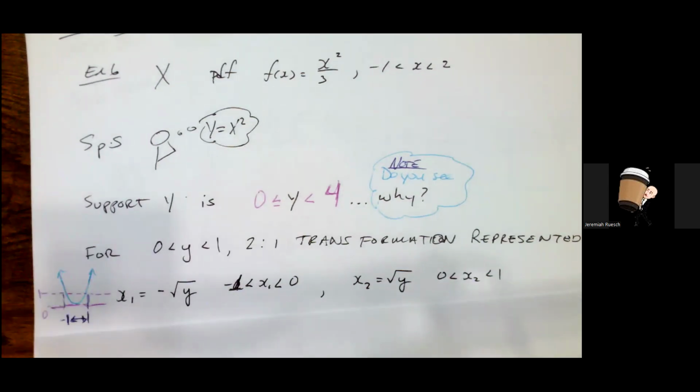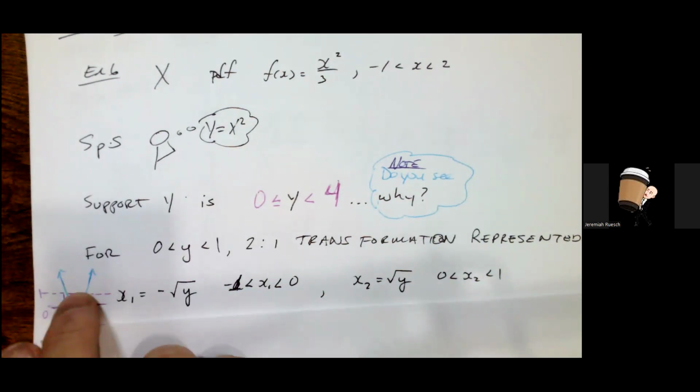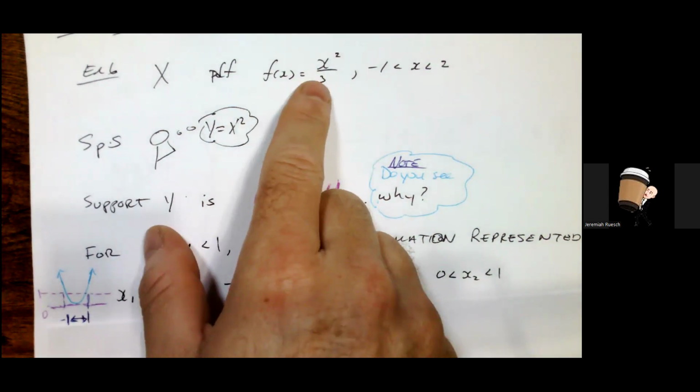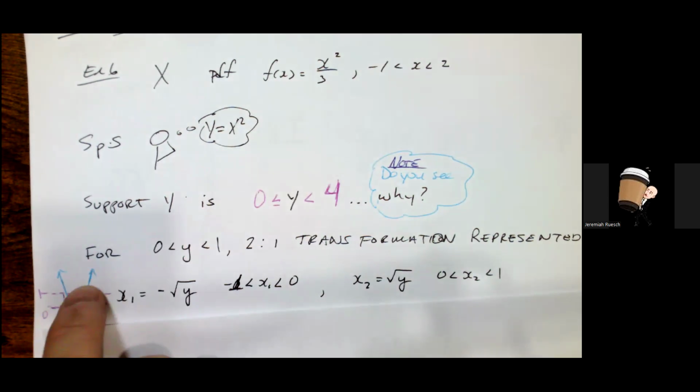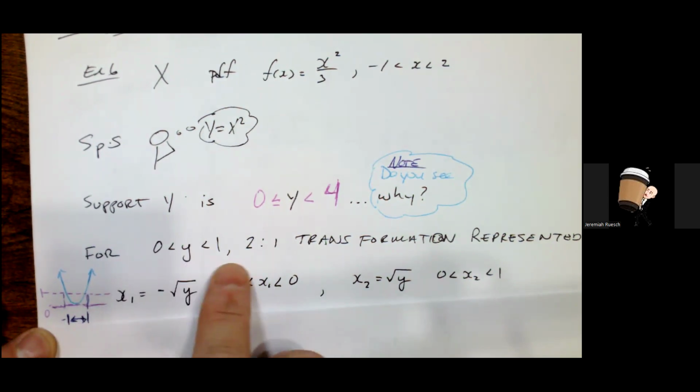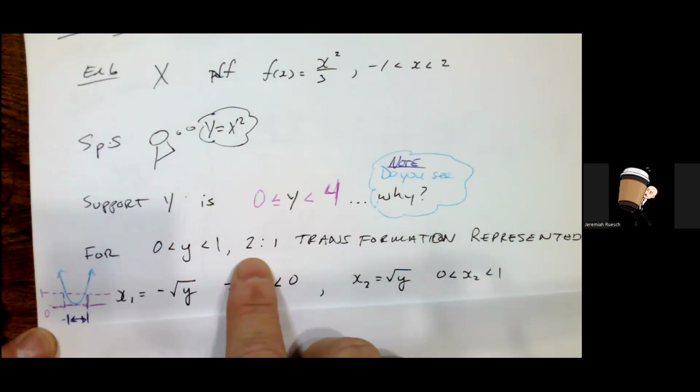Consider the following graphic here. Here's a sketch of this PDF, the blue x squared over 3. You can see the horizontal lines corresponding to y equals 0 and y equals 1. You're going to see that the support of X between -1 and 1 gets folded into the interval from 0 to 1 for Y, and so you get two branches of this relationship.